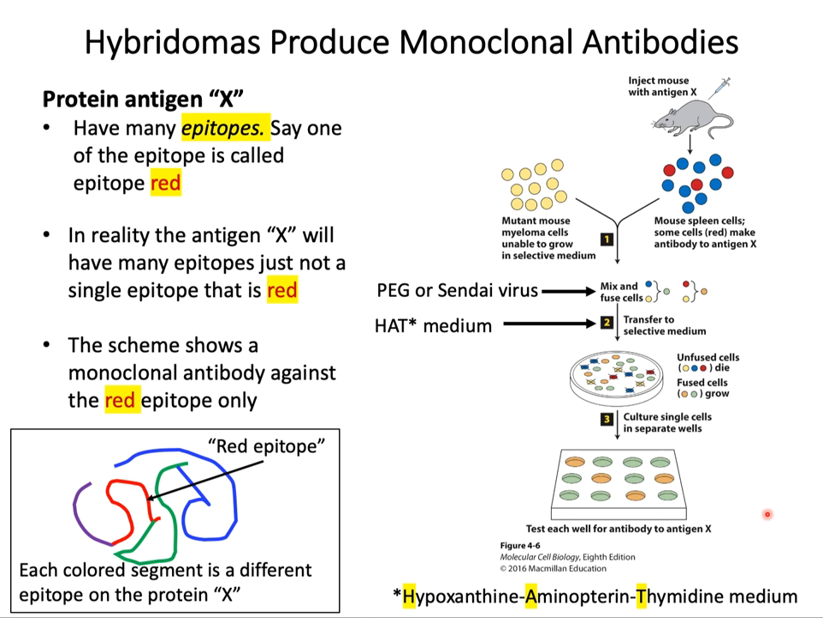Suppose we are trying to raise a monoclonal antibody against the red epitope of the protein X, which is a human protein. So we will purify the protein from the human cells and inject it into a mouse. Now remember, the protein X is a human protein, so it is a foreign antigen to the mouse. Now the mouse B cells will produce lots of polyclonal antibodies against all the epitopes present in the protein X. But a specific B cell clone will produce only the antibody against the red epitope.